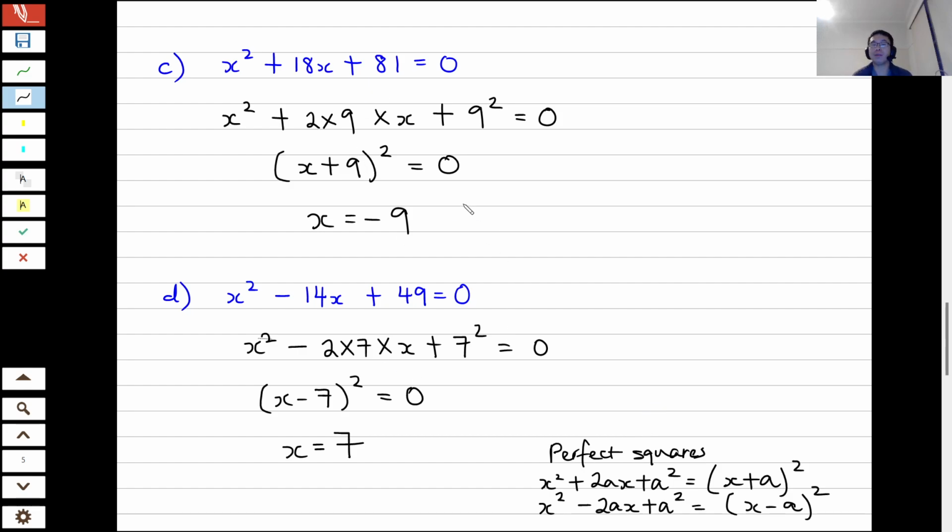The hardest part about solving equations like this is that I have to remember or recognize the perfect square form.